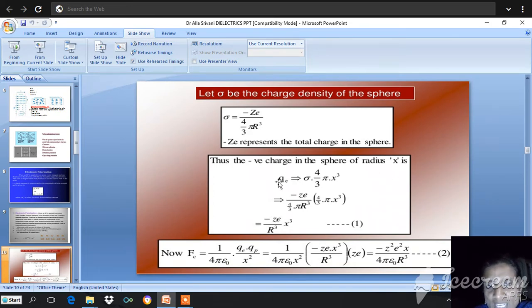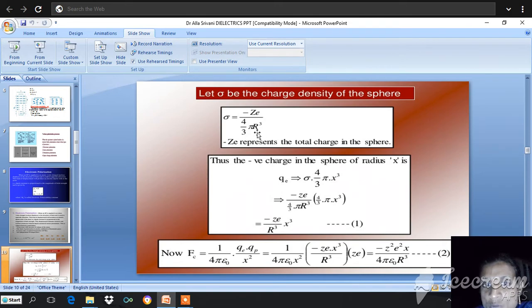So from this, charge is equal to sigma into 4 by 3 pi x cube. We got this relation from this relation, but here r and here x, that is without formation of a dipole and with formation of a dipole. So without formation of a dipole, we get atom radius r. After formation of the dipole, we get the displacement of the two charges, positive and the negative charge.